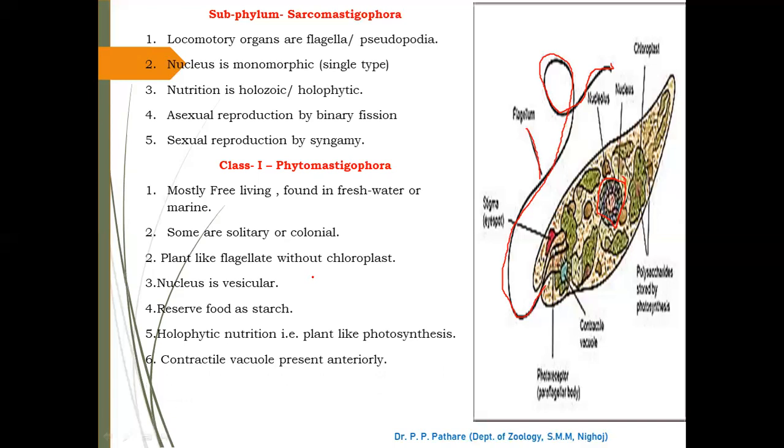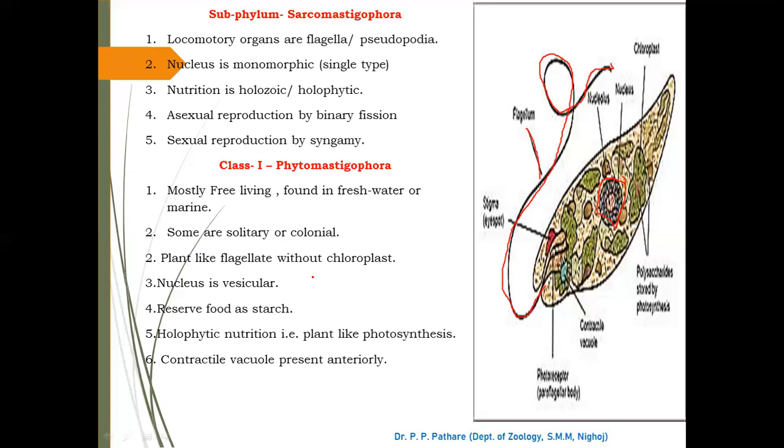You know, the plant like protozoans show some important characteristics regarding their nutrition. For example, holophytic type of nutrition means these protozoans are able to show nutrition like a plant. These protozoans have the ability, by using their body organs, to show photosynthetic type of nutrition. Next, very important, contractile vacuoles present in the anterior portion.